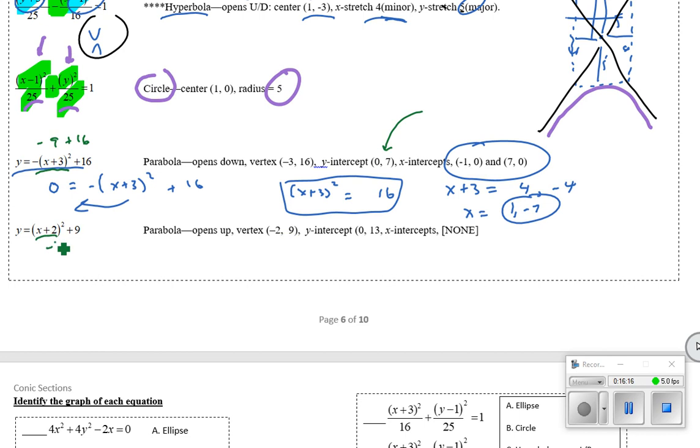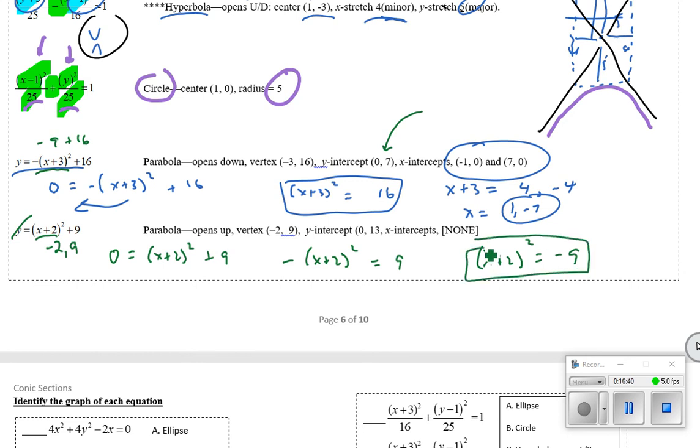Once again, my vertex is negative 2, positive 9. The x-intercept, you let y be 0. Or negative x plus 2 squared equals 9. Or x plus 2 squared equals negative 9. And since you cannot square to get a negative, there's no x-intercept.